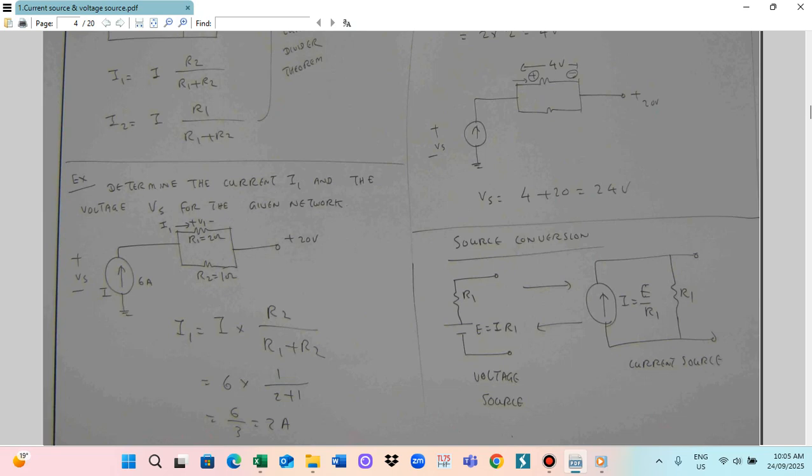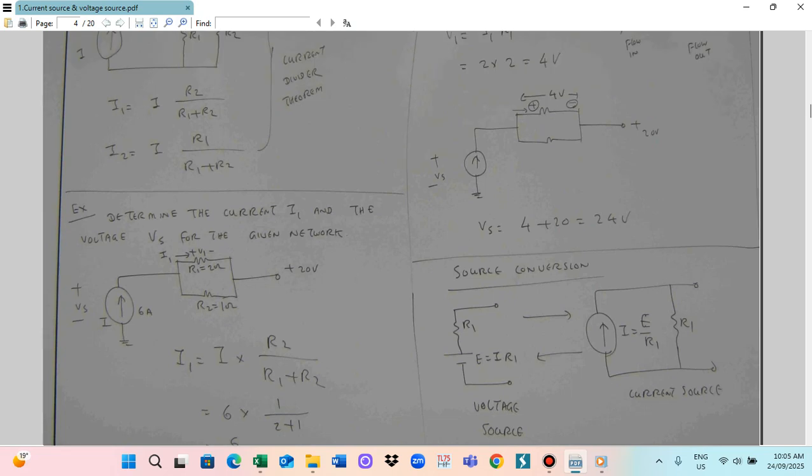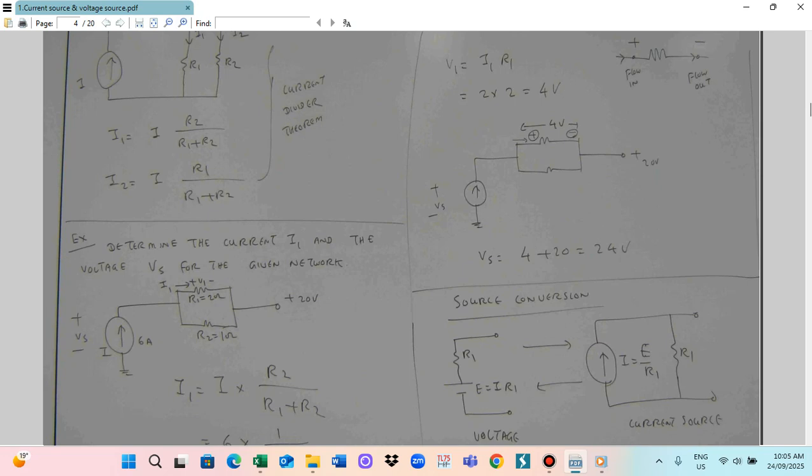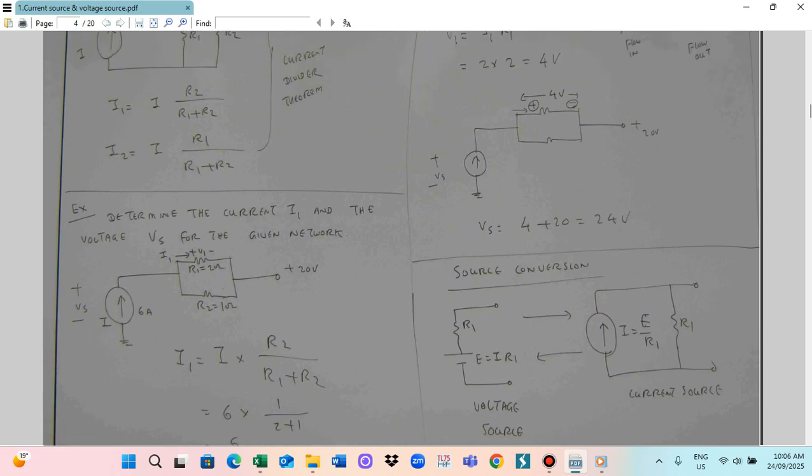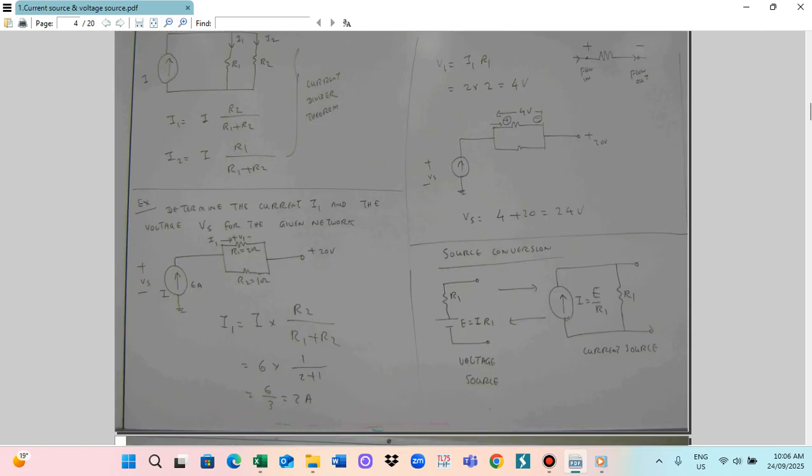So we use the potential divider theorem and the current divider theorem. If you know the supply voltage and the two resistors, you will be able to find the voltage across the resistor. And similarly, if you know the supply current and the two resistors, you will be able to find the current in the individual resistor branch.